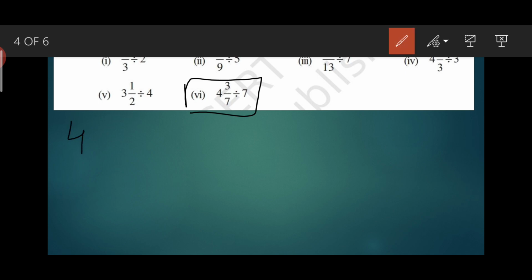This is 4 3 upon 7 divided by 7. So again we have to convert the mixed fraction into a simple fraction. I am just writing the simple fraction of the mixed fraction: 7 into 4 is 28, and 28 plus 3 is 31, divided by 7. Divide by 7 as it is.